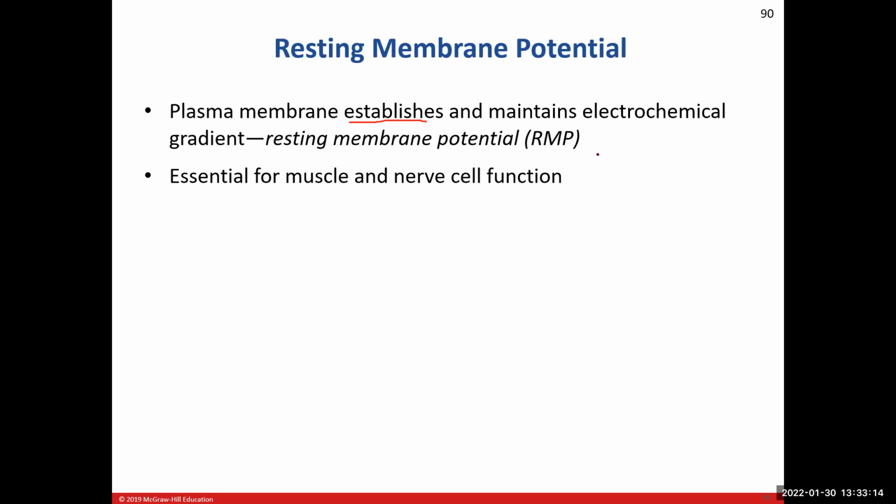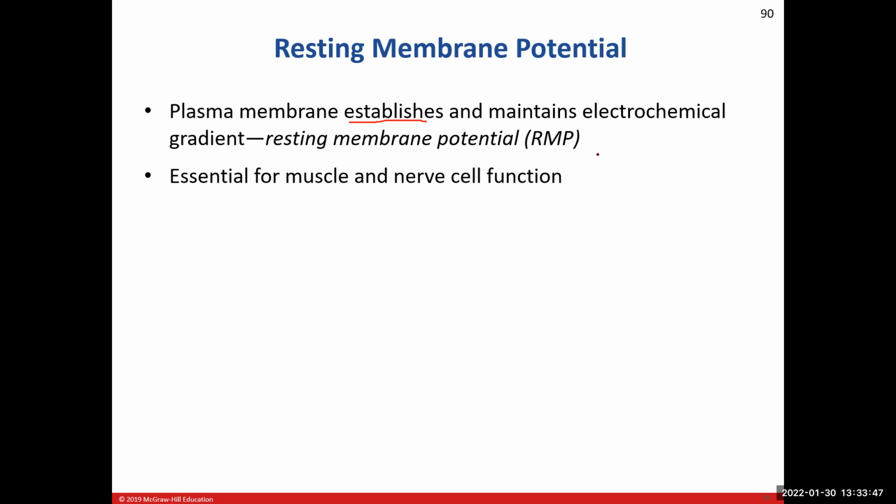They won't be doing anything. So the plasma membrane of the neuron is going to establish this resting membrane potential. In doing so, it's basically keeping certain molecules in greater concentrations inside the cell or outside the cell. And by that occurring, it will create a difference in charge. The outside of the cell will be positively charged and the inside of the cell will be negatively charged, like a battery.